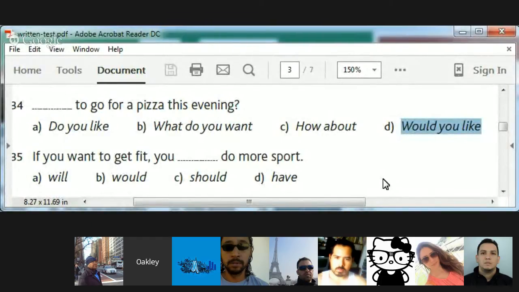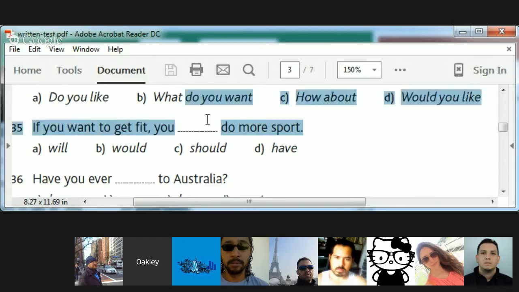Right. Teacher, just one question. I said, "Do you like to go for a pizza this evening?" Well, it would have to be a regular behavior to use present simple tense. So, do you like to go for a pizza in the evenings? Yeah, in the evenings. Right, because it would have to be something you do regularly, habitually, right?